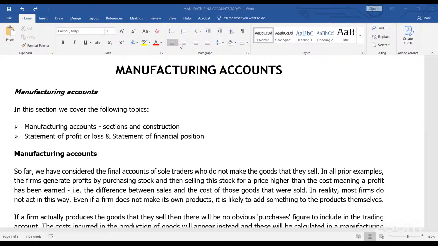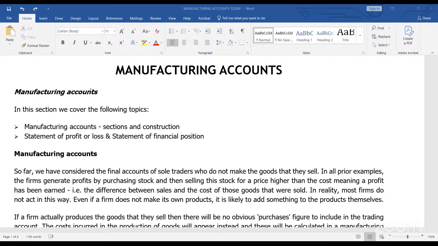Today we are looking at manufacturing accounts. That's our topic one for today. We are going to see how we can prepare the manufacturing accounts, the different sections, and how we can construct them. And then we're also going to see how we can prepare the statement of profit or loss, and maybe the statement of financial position when it comes to manufacturing businesses or manufacturing firms.